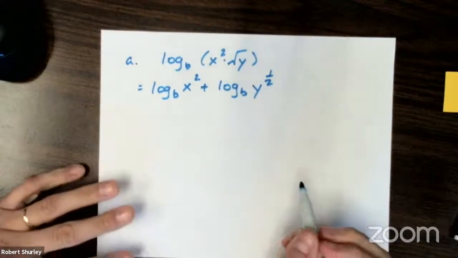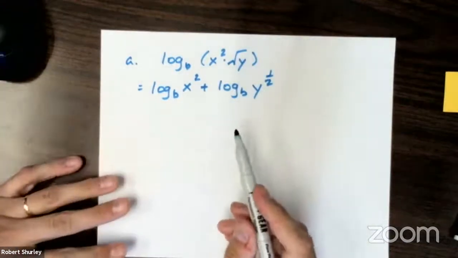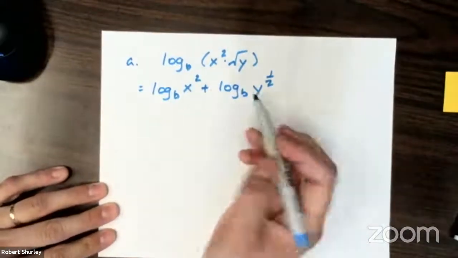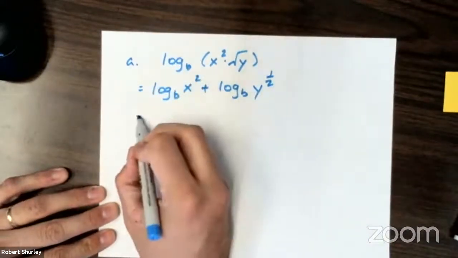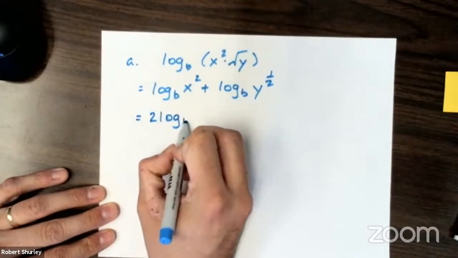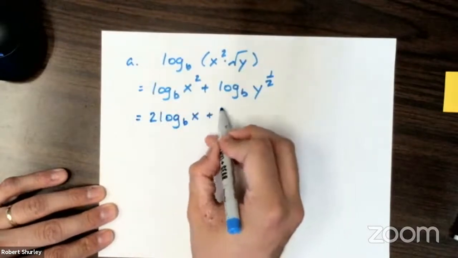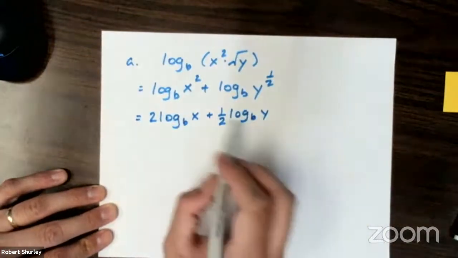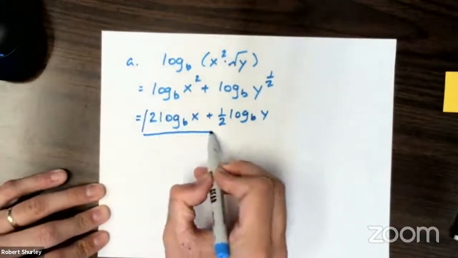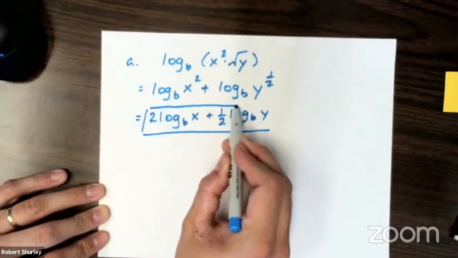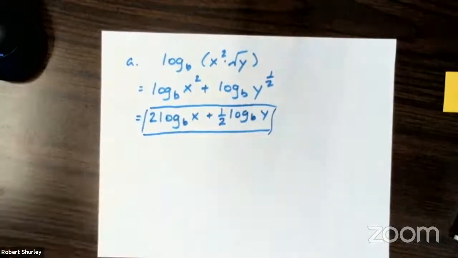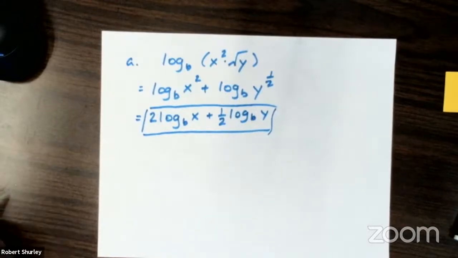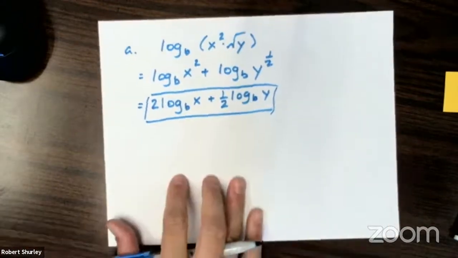Okay. Now, look, there's no division going on, so I can use the property we just went over, which was the exponent rule, or the power rule. I can bring the 2 out front, so this becomes 2 log base b of x, and I can bring the 1/2 out front, 1/2 log base b of y. So we've expanded this completely, and we can't go any further. This doesn't simplify, okay? So we've expanded and simplified completely. Kind of cool. Okay, questions about that?